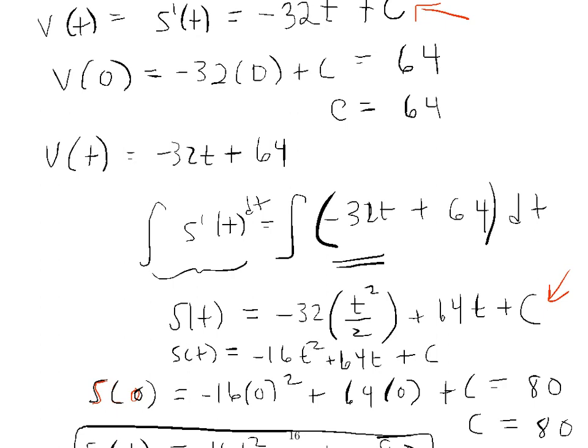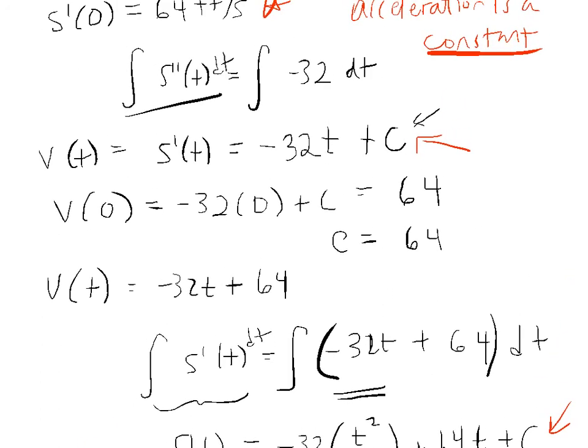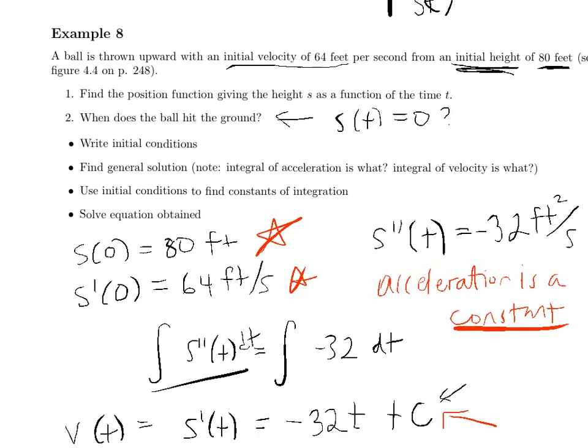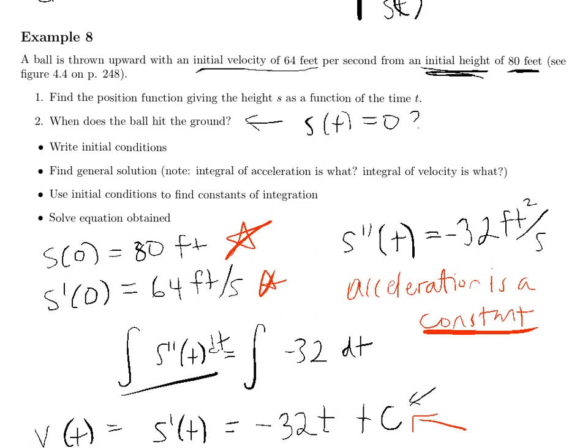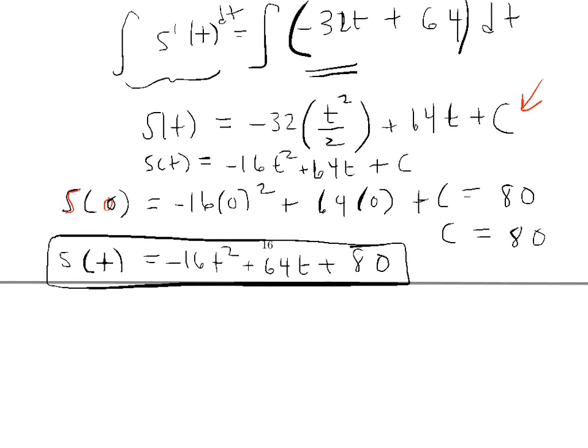And if you didn't know what c was in this first equation, you would need to give it some indication, so like c1, you could call it. And then you could continue to integrate, you just wouldn't know what that constant was. Okay, all right, so solving our second question, when does the ball hit the ground? Our question is, when is our position function equal to 0?